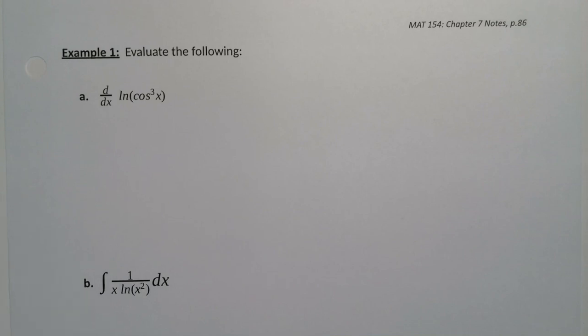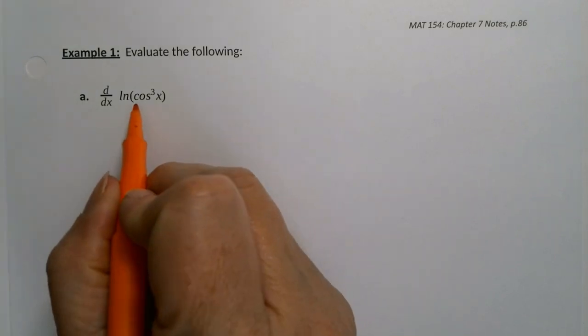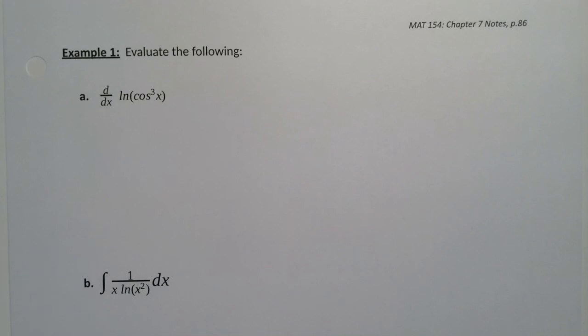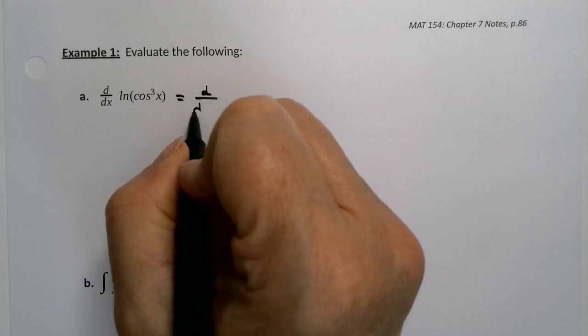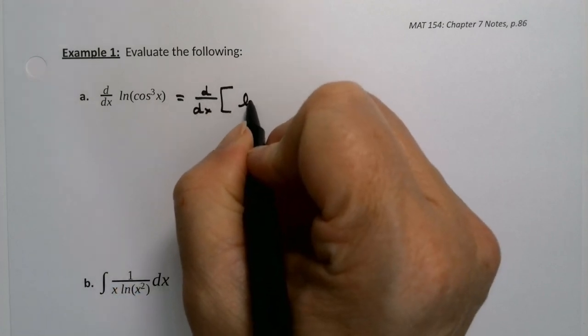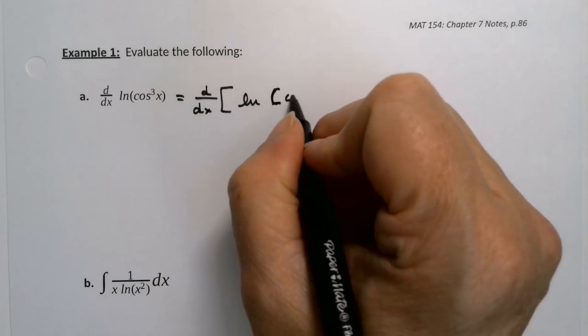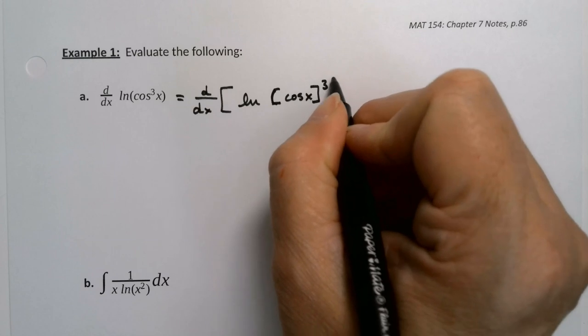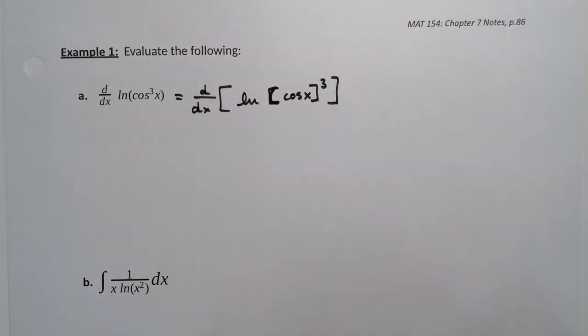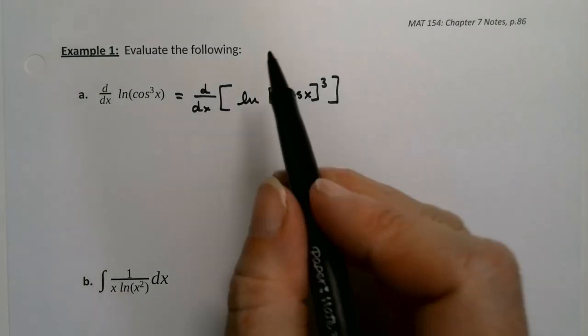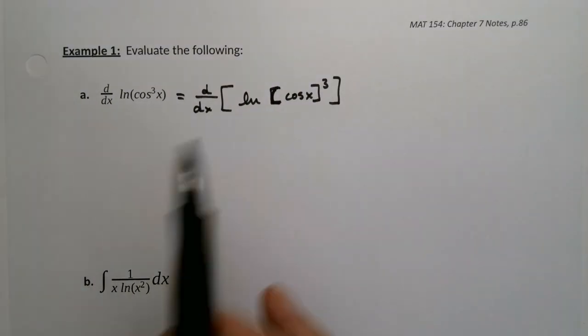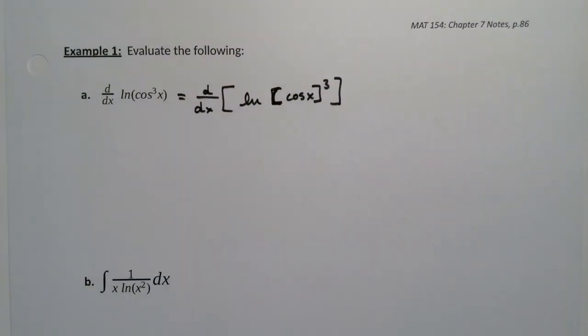All right, so we have one function nested inside another. As a matter of fact, we have more than that. Let me rewrite this. This is equal to taking the derivative with respect to x of the natural log of the cosine of x cubed. We don't write it that way, but that's what it is. We're too lazy to actually put a bracket and put a cube out in front, so we put it over there after the cosine.